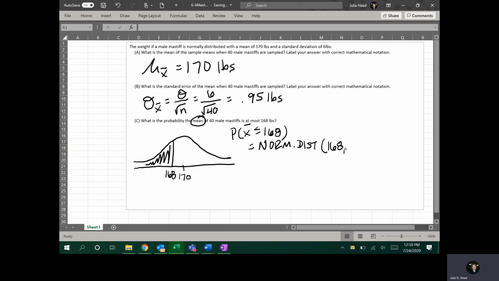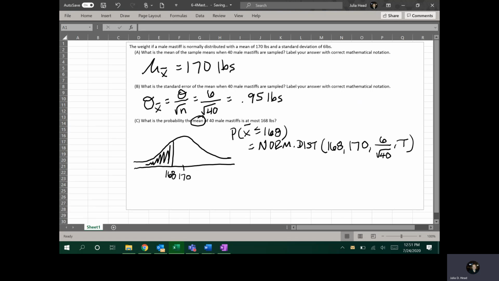We'll ask for the x, which is 168. We'll ask for the mean, which we know is 170. The standard deviation, because it's asking about the mean of the mastiffs, the standard deviation is not 6. It is 6 divided by square root of 40. That's the one big change of the central limit theorem.